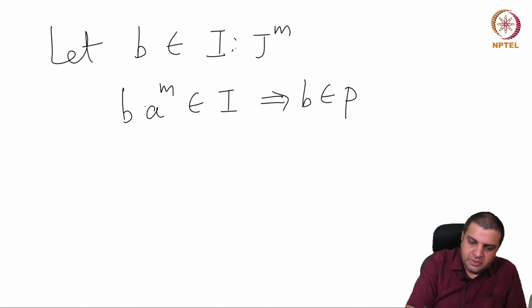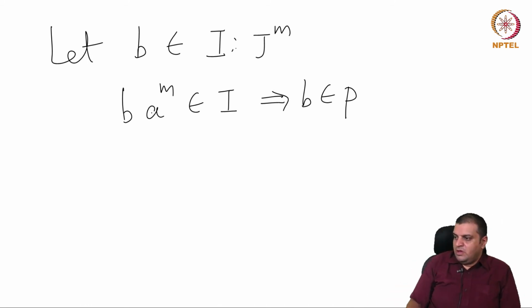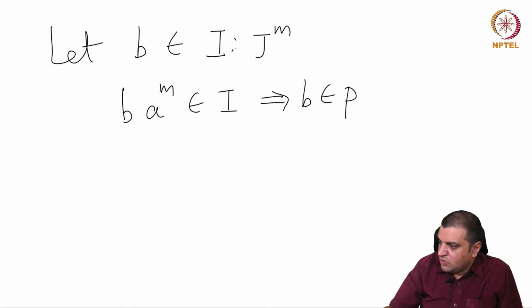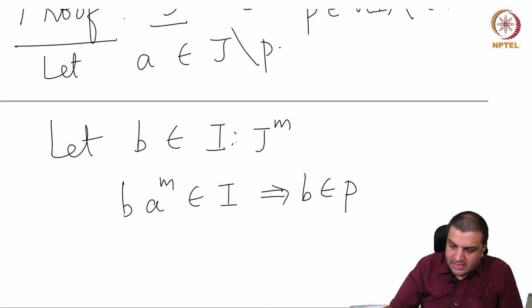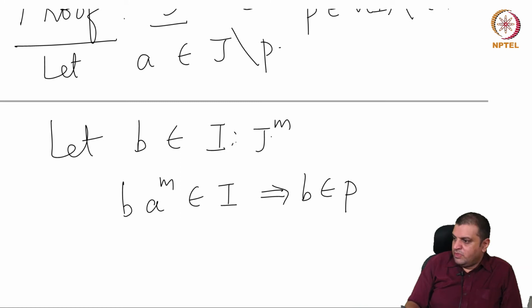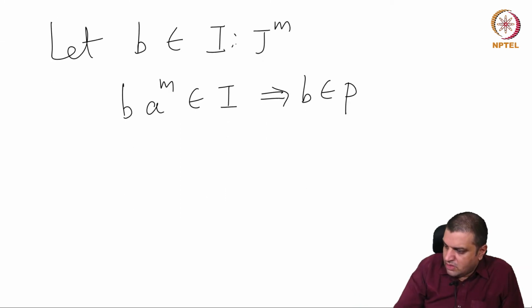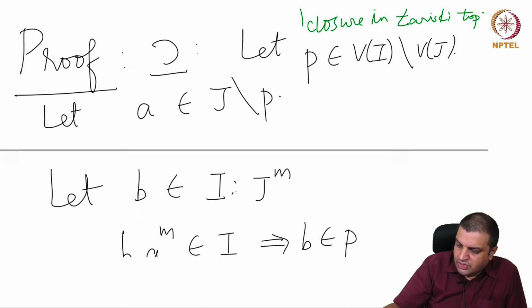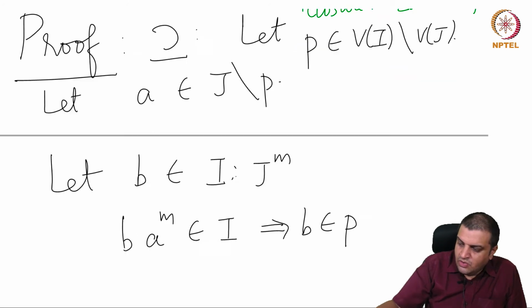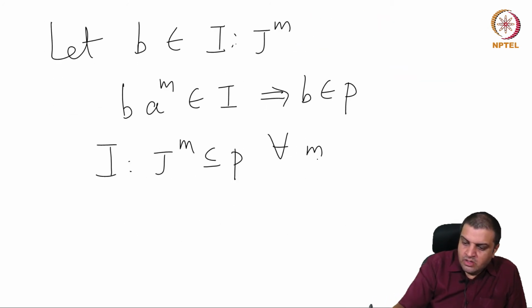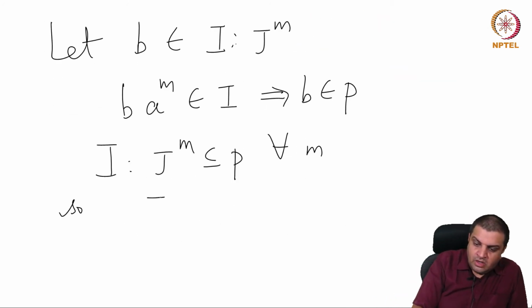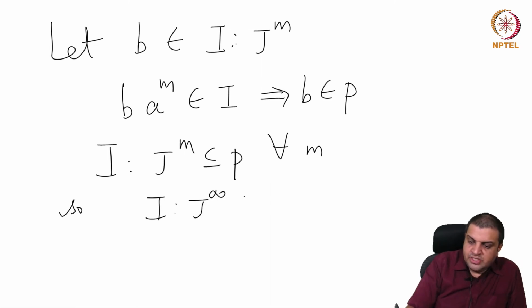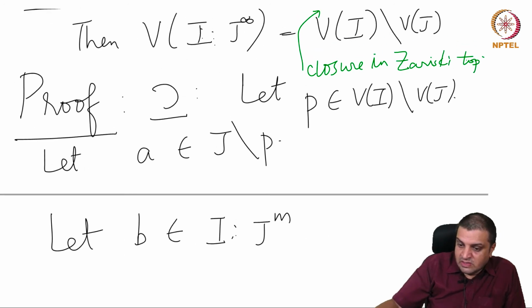A is not inside P, so this says B is in P. Okay, so what is the conclusion? We chose an element B that is inside I:j^m. So this one says that I:j^m is inside P. P was chosen here, for every m. So the j-saturation of I, I mean the j-saturation of I, is inside P, and that's exactly the statement.